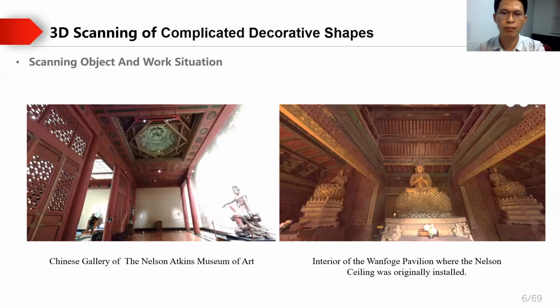For the ceiling in Nelson, the most challenging task is scanning the central main part of the ceiling. As talked about before, the wood ceiling was originally installed in the Wanfoge Zhihua Temple with small pavilions and cloud pattern decorated beams. To reconstruct the entire installation and cultural environment, we need to scan both the relics in Nelson and the sculpture and the decorative building parts in Zhihua Temple.